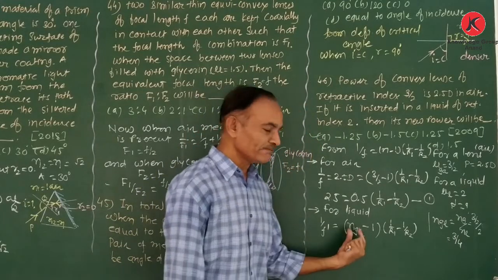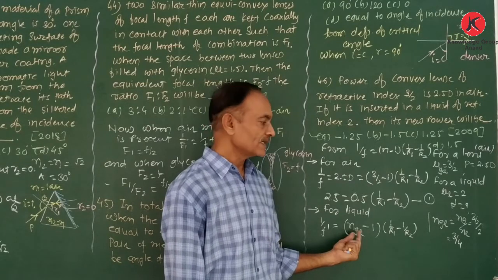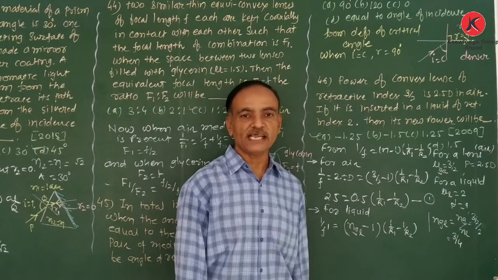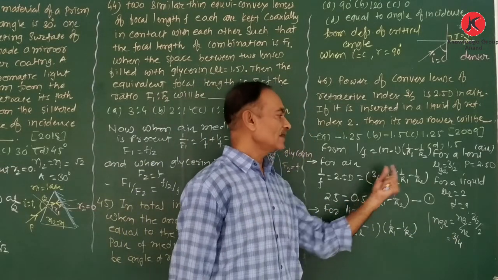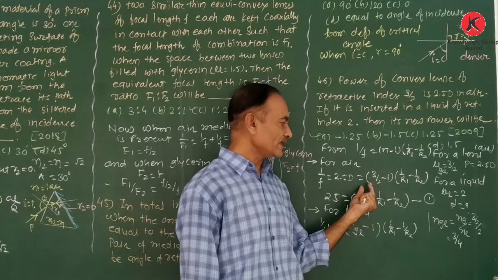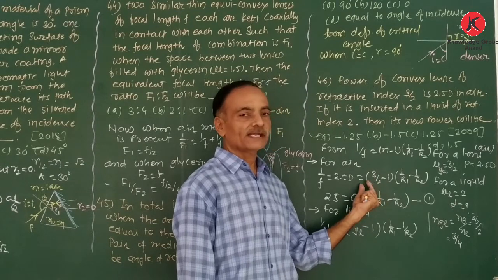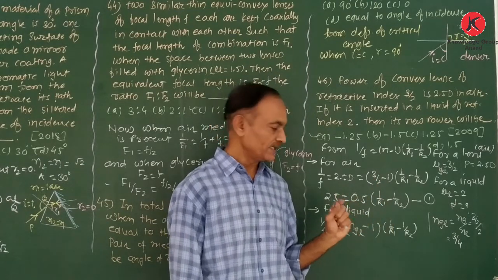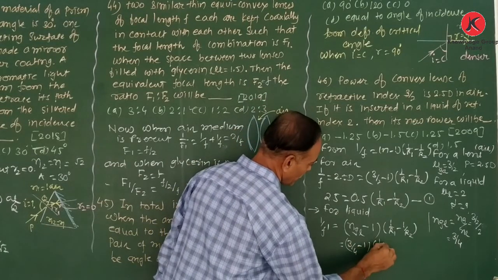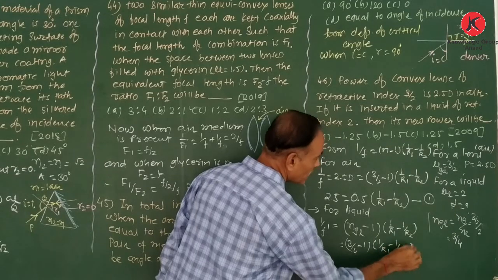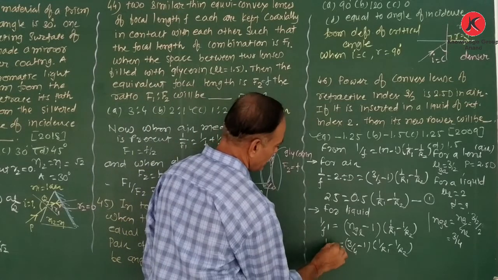Here most of the students make the mistake. They directly use the refractive index of the liquid. But here, the effective index of glass in a liquid, that means with respect to liquid, is 3 by 4. Initially, the glass is in air, therefore the effective index of the glass or the lens is equal to the index of the glass with respect to air. Therefore, here 3 by 4 minus 1, into 1 upon R1 minus 1 upon R2. So we obtain 1 by f dash.